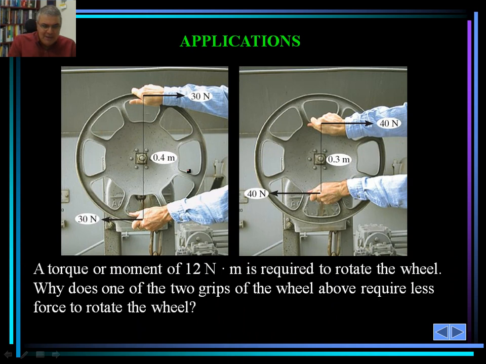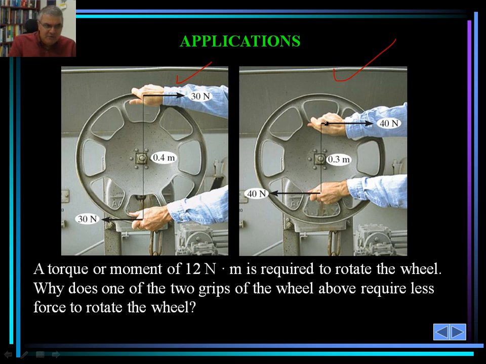Here's a best example of a couple that's applied as such to turn this wheel. There could be both 30 Newton as shown on this figure. They could be 40 Newton as shown on this figure. The distances could be separated depending on where the location of the applied couple would be. In this case, as you can see, the hand is further out here, so the distance is 0.4 meter.